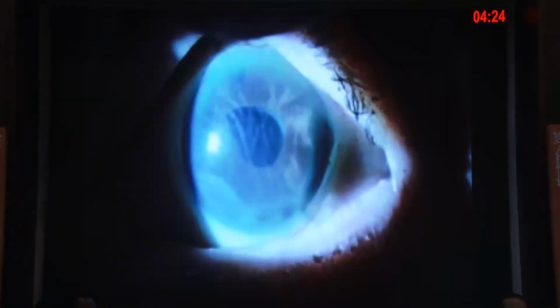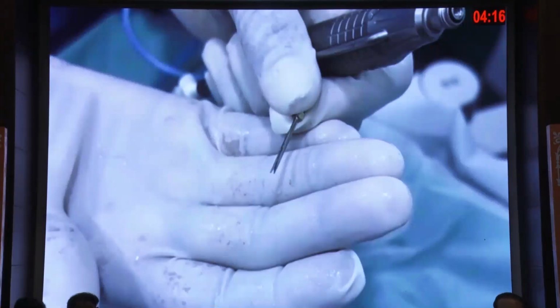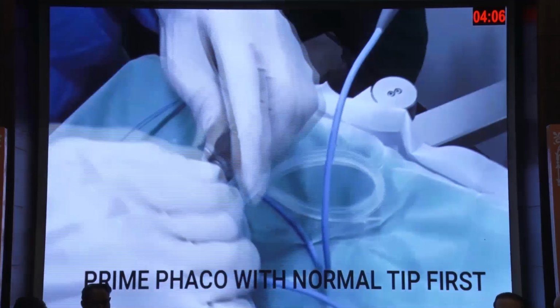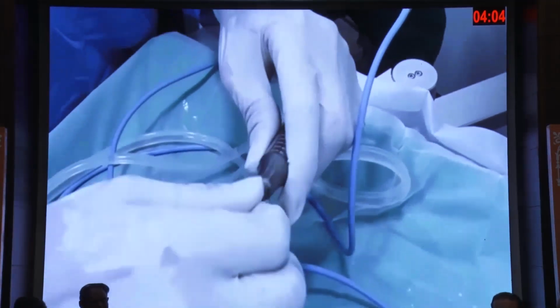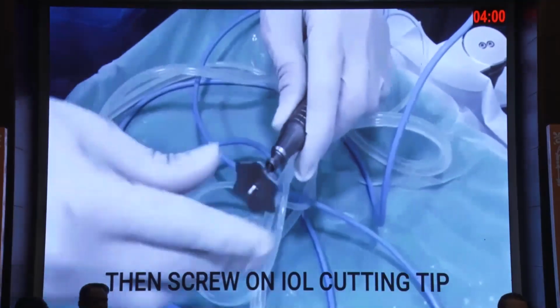However, this leads to striate keratitis, corneal edema, and sometimes even Descemet's detachment on the second day. The tip is just like a phaco tip, but it is a solid metal tip made of titanium. One has to prime the phaco probe with the normal tip as usual, then remove the normal tip and attach the IOL slicing tip on it.